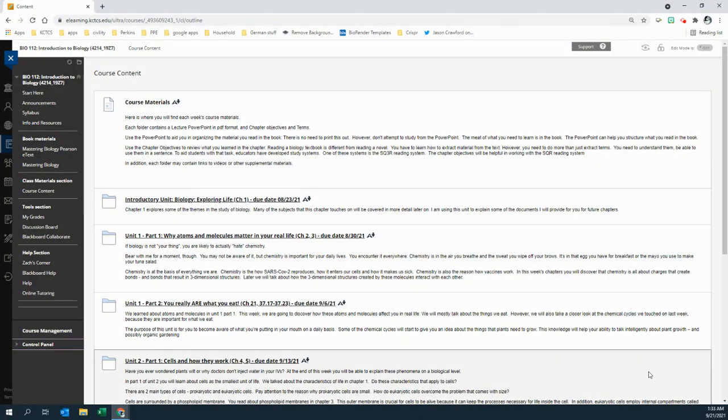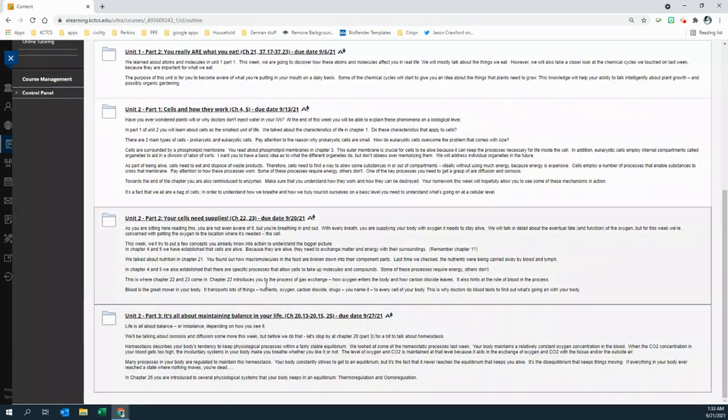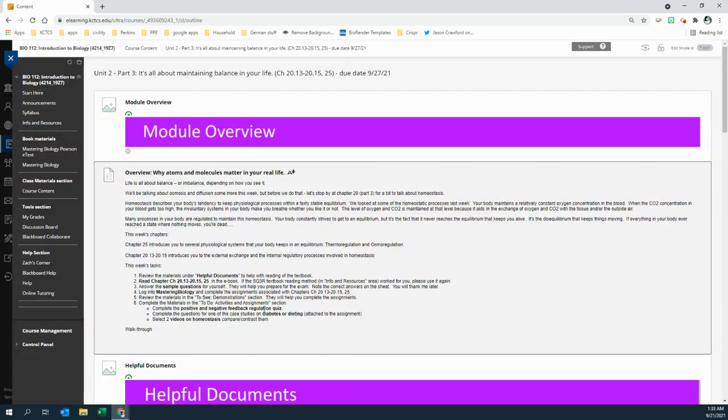Hello, everyone. So, this week we're going to talk about homeostasis. And last week we talked about the nitty gritty details. Actually, a couple of weeks ago, we talked about the nitty gritty details. And we're going to talk a little bit more about diffusion and osmosis, but we're going to talk about it in the context of homeostasis.